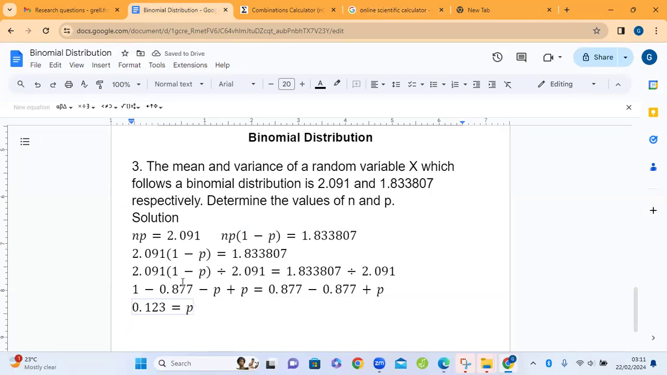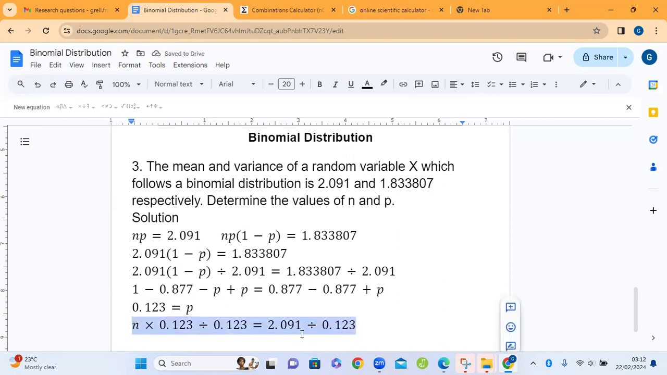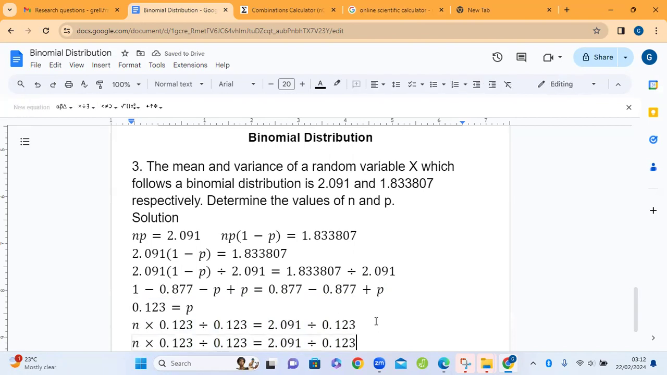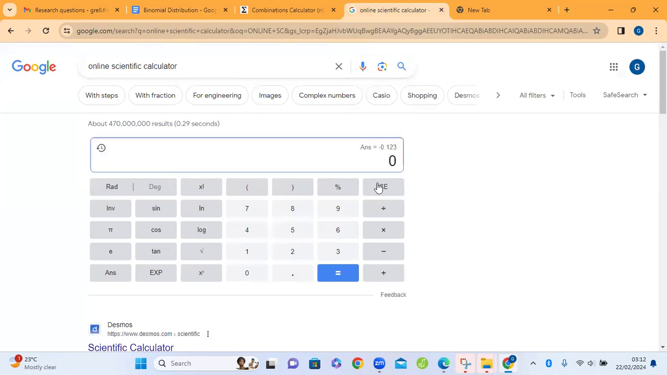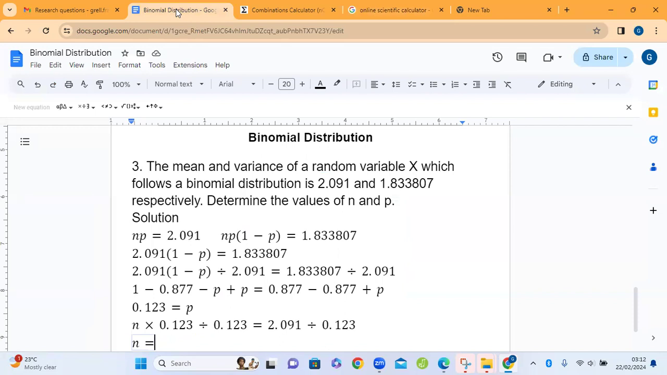So now we have p. We can substitute p into the equation for the mean and solve for n. So we simply have to divide by 0.123 on both sides of the equation to cancel out 0.123 from the left. And this leaves us with n is equal to 2.091 divided by 0.123. And that will give us 17. So n is 17.